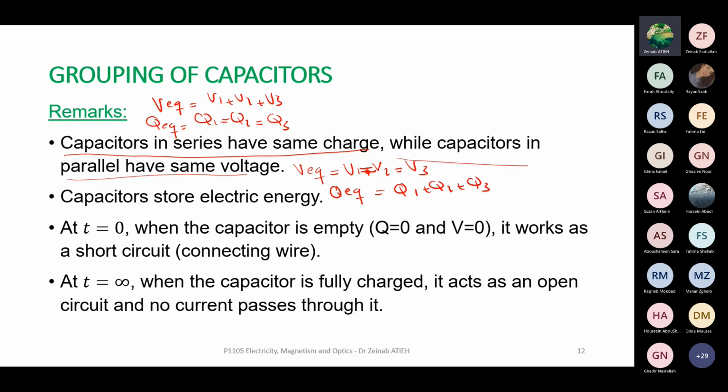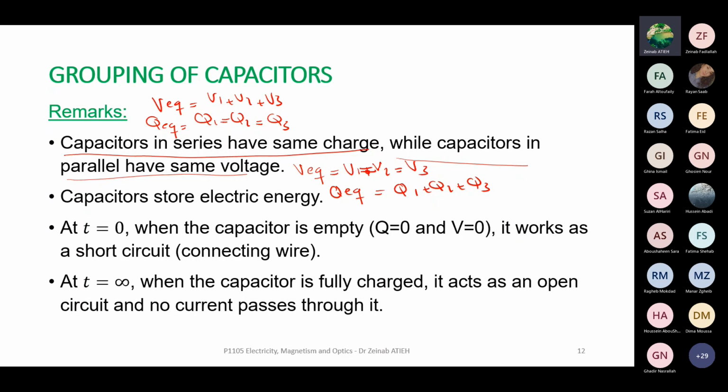What is the job of the capacitors? Its job is to store electric energy. Initially, when we place a capacitor in a circuit, if it is empty, it means that Q is 0 and V is 0. You will encounter many problems, mainly from previous sessions. In the last sessions, we did not include this idea, but it will help you solve many questions. It's just a small hint, so don't worry.